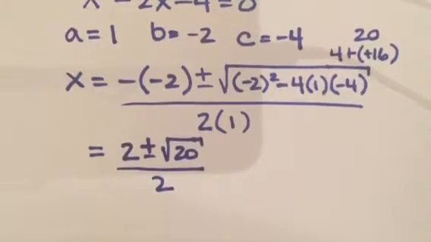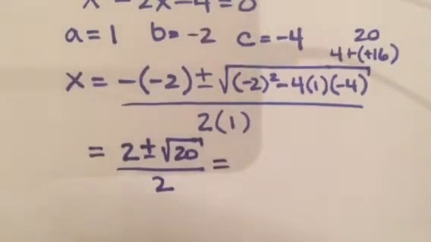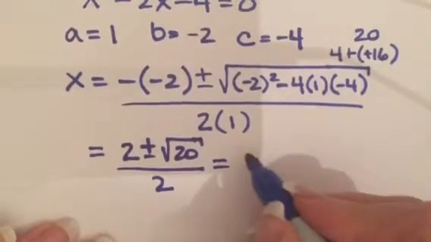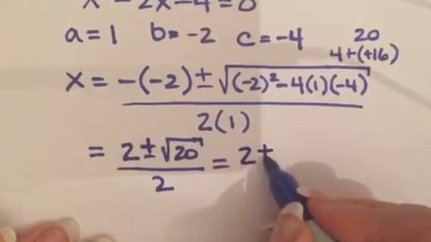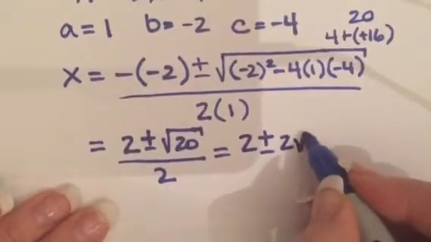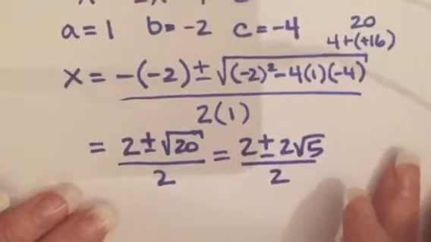Okay, so we're not quite finished. We need to continue simplifying. Many students can get this far and then they're not really sure what to do after this. So let's take this and simplify this radical. We know that the square root of 20 is the same as 2 square root of 5. And that's all over 2.